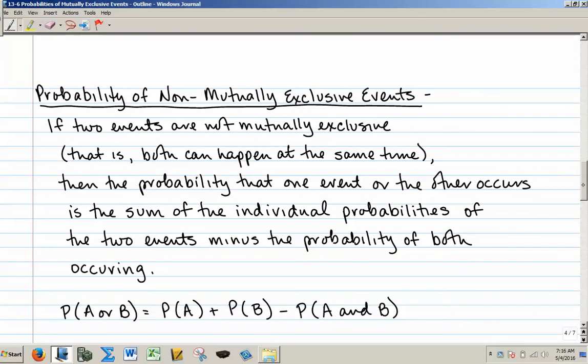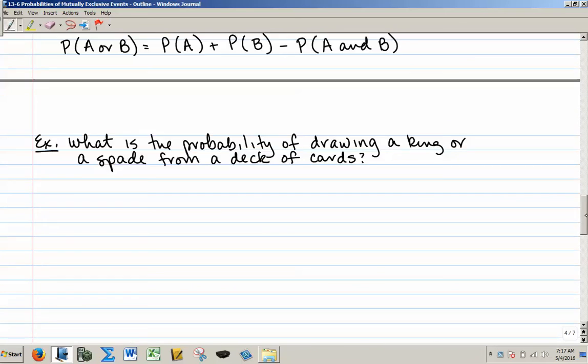Here's the definition of the probability of non-mutually exclusive events. If two events are not mutually exclusive, that is, both events can happen at the same time, then the probability that one event or the other occurs is the sum of the individual probabilities of the two events minus the probability of both events occurring. So, if something can be both A and B at the same time, I'll add the probability of A to the probability of B, and then subtract the probability of it being both at the same time. This will make a little more sense when we take a look at an example here.